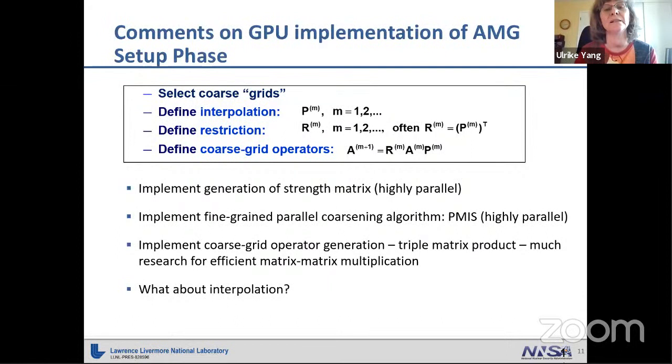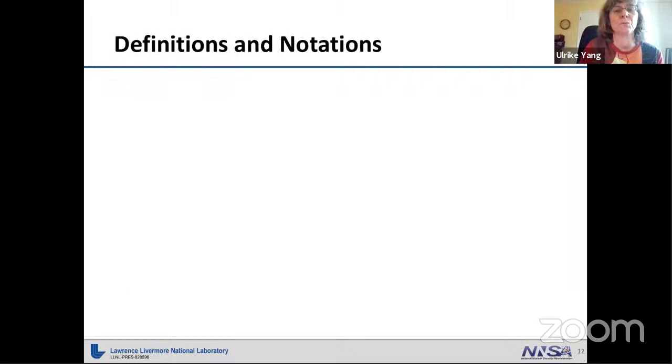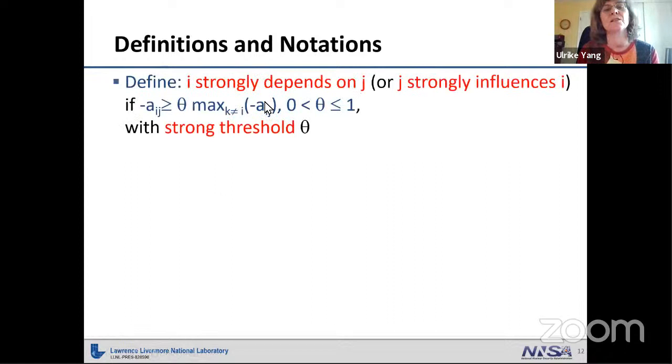So let me just say a few things about interpolation and also explain why this was a problem. First of all, here's the definition of strength threshold. It says I strongly depends on J if this inequality is fulfilled, where you have a strength threshold of theta here. And of course, this was originally really motivated by M matrices, and we still use it. I know there have been other efforts made in between to define the strengths in a different way, but we still use this. And generally, it works pretty well.